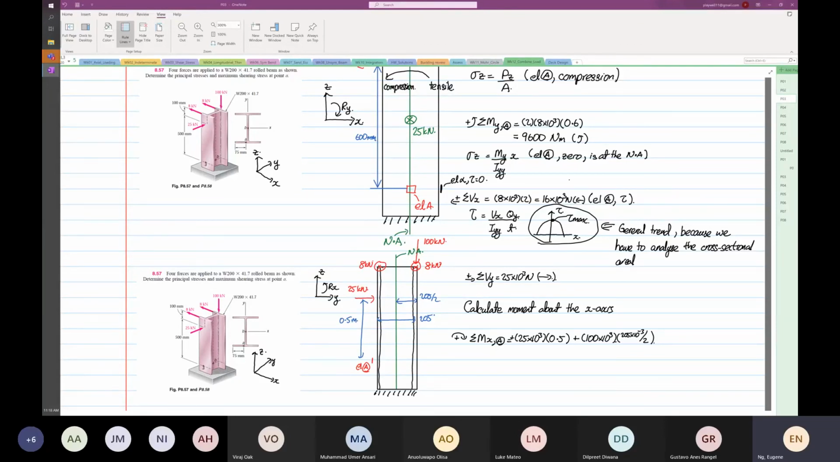You say, hey, I'm confused now. For the 25 kilonewton, I take the 0.5. For the 100 kilonewton, I don't take the 205, but I take 205 divided by 2. Let me calculate this value first, then I'll tell you why. This will be equal to 25 times 10 to the power 3 times 0.5 plus 100 times 10 to the power 3 times 0.205 divided by 2, which is 22750 newton meter, and it's going in this direction.